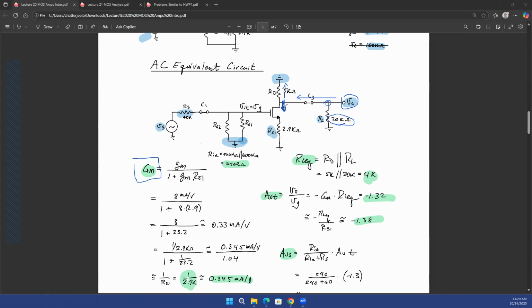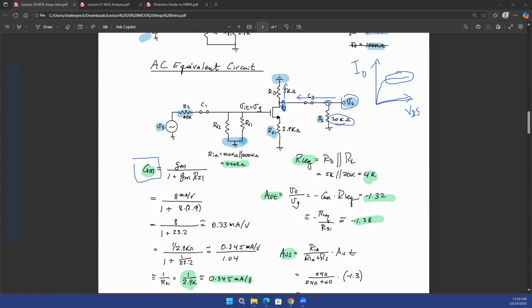The channel length modulation parameter is 0, and what will happen in that case? The ID versus VDS characteristic will look exactly parallel to the x-axis. So this was your VDS, this was your ID. If ID is exactly parallel to the x-axis, that means that the resistance in this region is infinitely large, right? Because if you make any change in VDS, current does not change. That means resistance is infinite. So if it is an ideal MOSFET with lambda equal to 0, the resistance looking down on this drain terminal is going to be infinite. So you don't need to consider that.